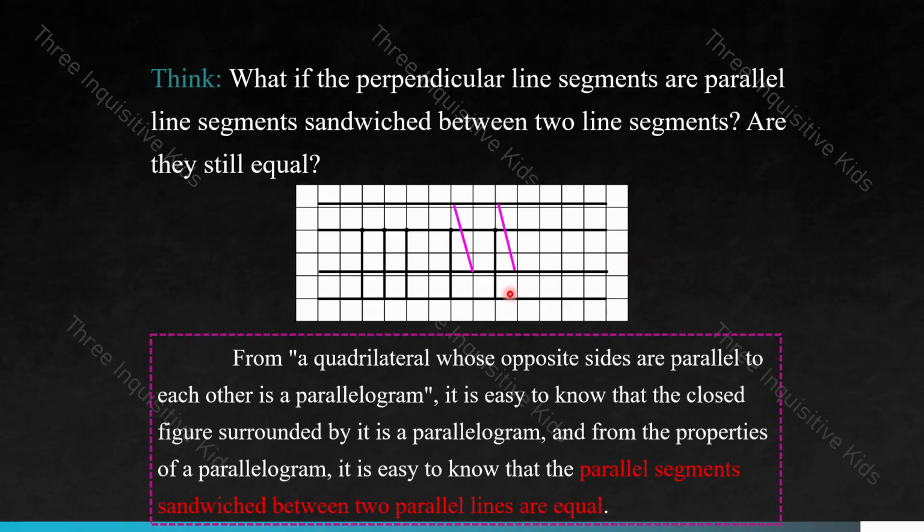What if this is what's going on? From a quadrilateral whose opposite sides are parallel to each other as a parallelogram, it is easy to know that the closed figure surrounded by it is a parallelogram. So this figure right here is a parallelogram. And from the properties of a parallelogram, we know that the parallel segments sandwiched between the two parallel lines are equal.